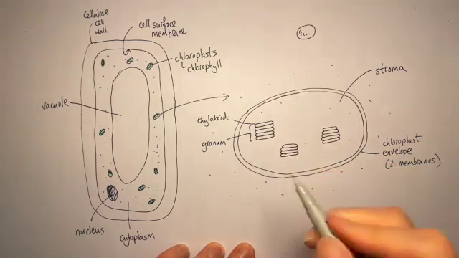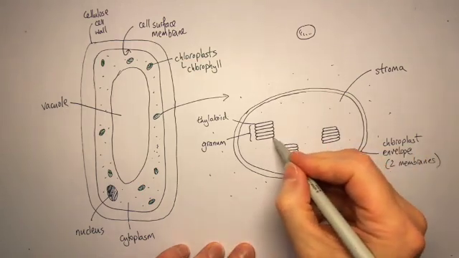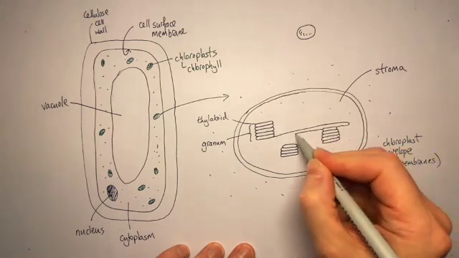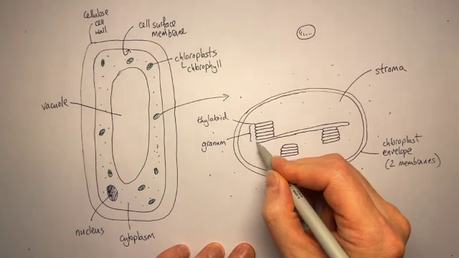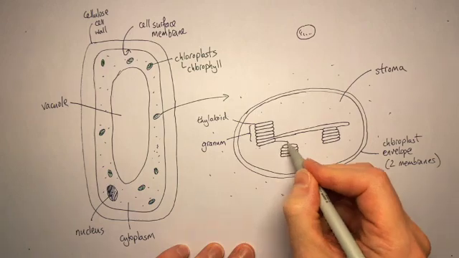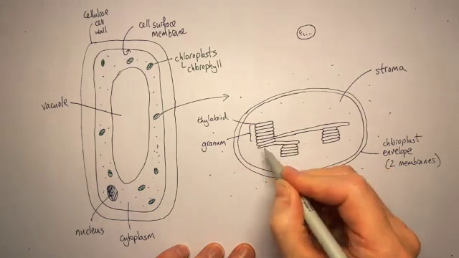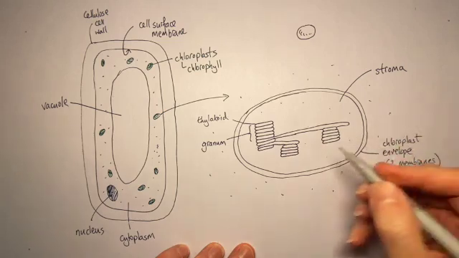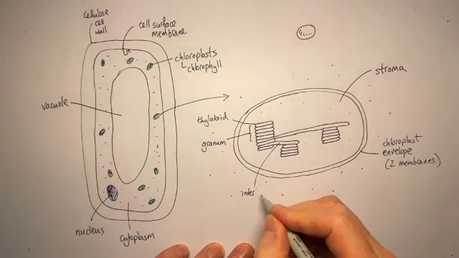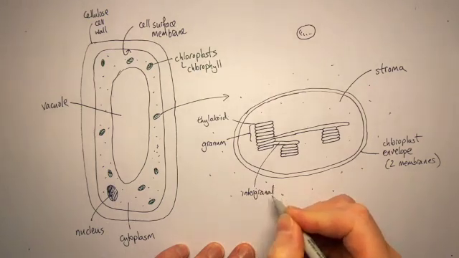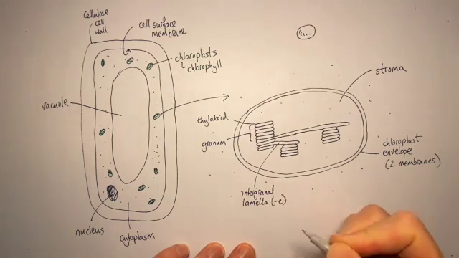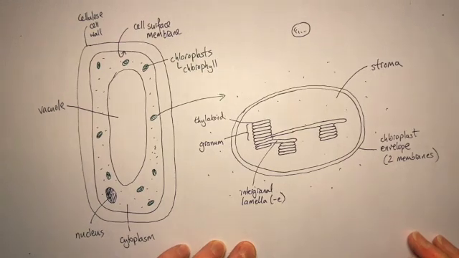But what happens is some of these thylakoids start to grow out and they form long sheet-like structures which can stretch to other grana. And these can be multiple, like this. And they're called intergranal lamellae. So this is one lamella, and the plural would be lamellae. Lamella basically means a sheet.